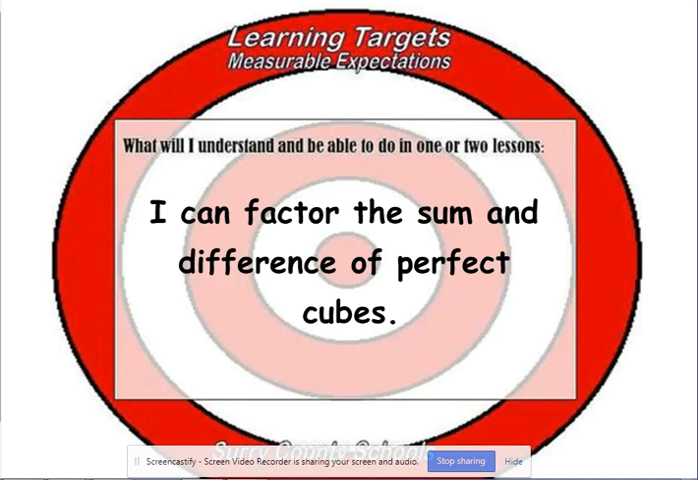But with perfect squares, we could only do it if it was the difference. With perfect cubes, we can do the sum and the difference because of some properties of cubing numbers. Squaring numbers, you can only take the square root of a positive number. You can take the cube root of positive and negative numbers. So we can do the sum and difference of perfect cubes.